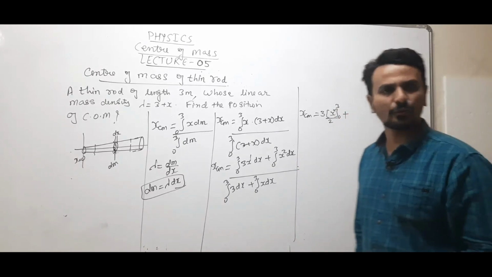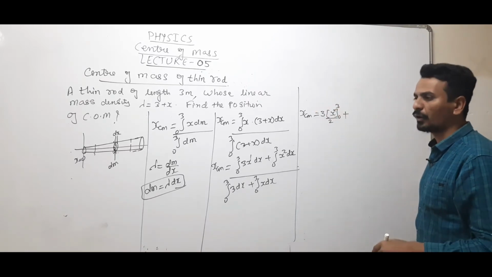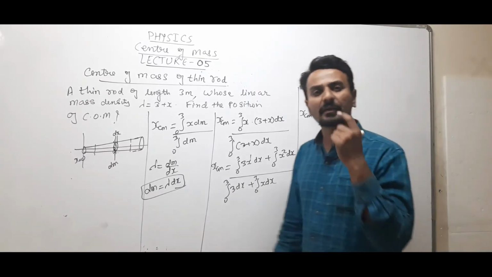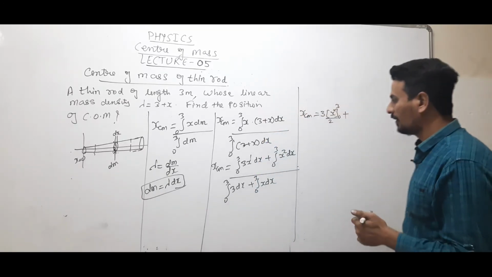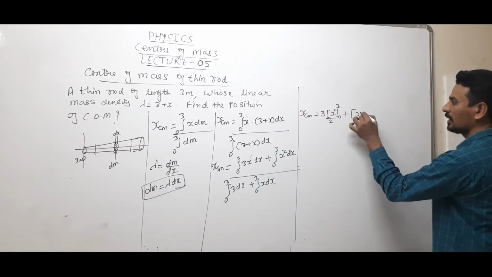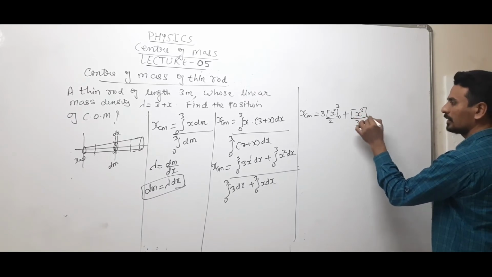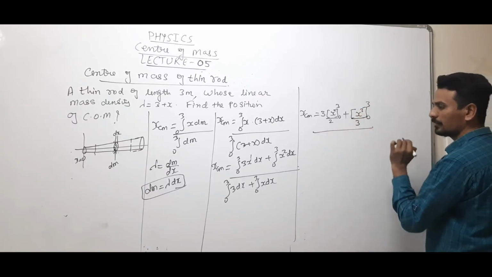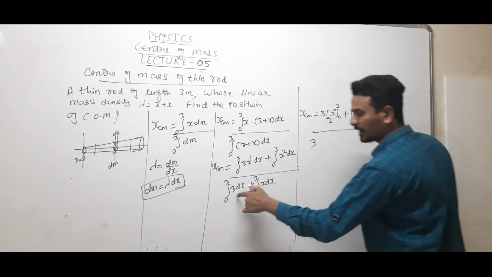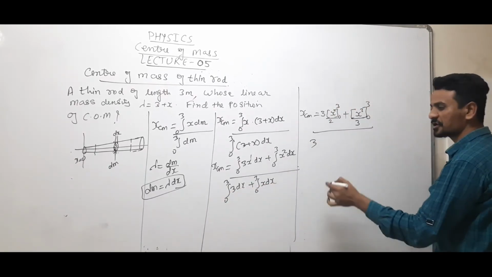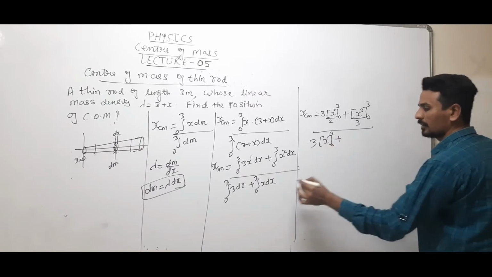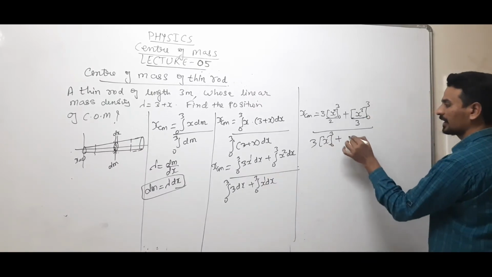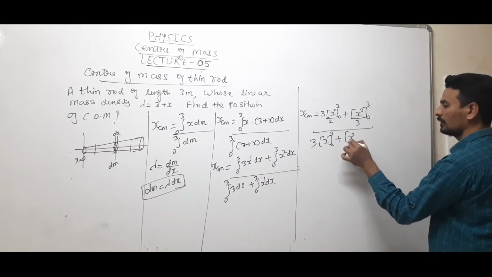The integration of x square dx will be x raised to 3 by 3. I am using only one formula of integration: x raised to n dx is x raised to n plus 1 upon n plus 1. So this will be x cube by 3, from 0 to 3. In the denominator, 3 can be taken outside. What is the integration of dx? x. And the integration of x is again x square by 2.